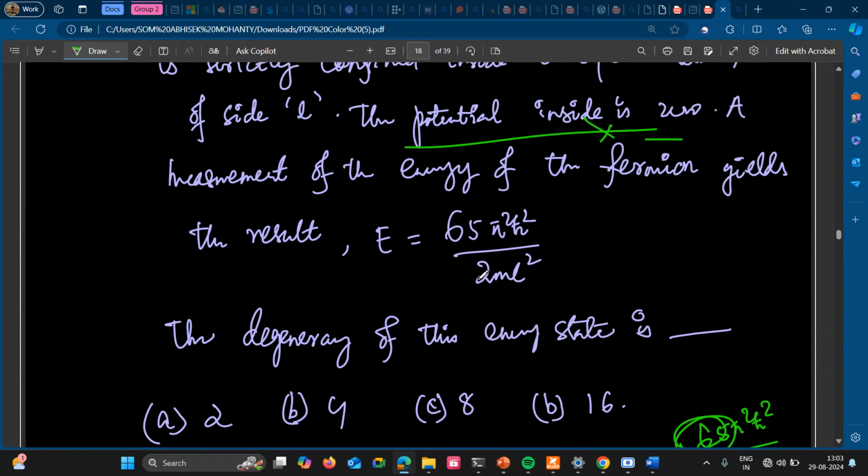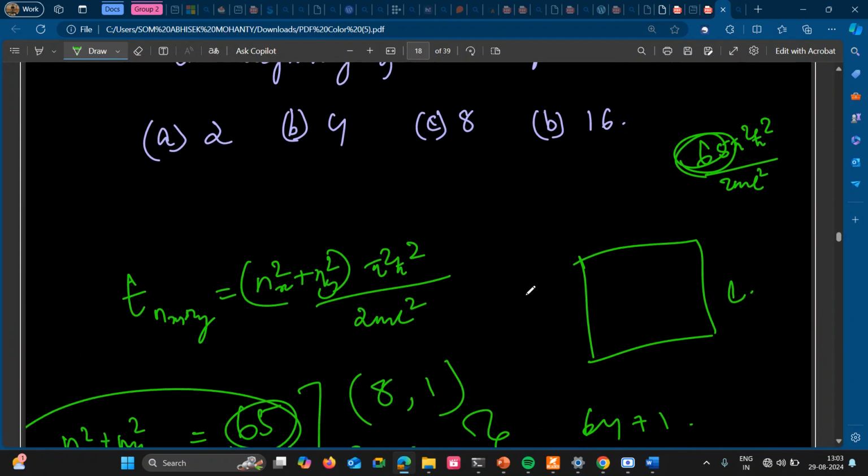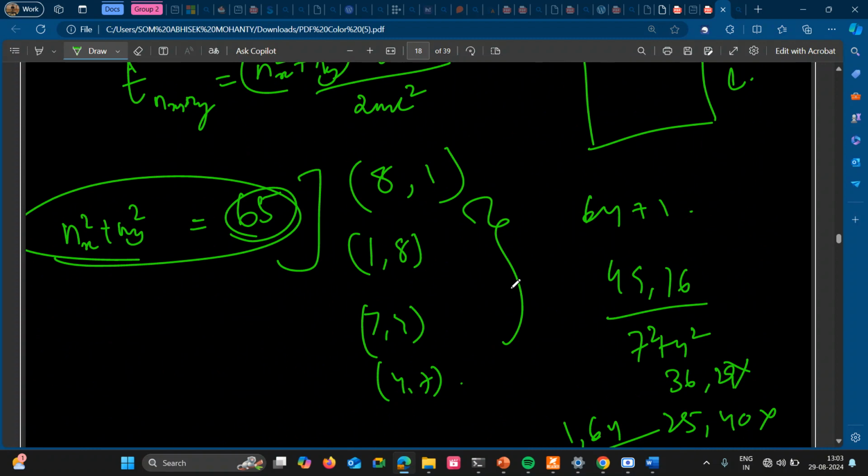But the thing is these are fermions. So for fermions, the degeneracy will be 4 into 2, that is 8. I will answer: the degeneracy will be 8, not 4. It will be doubled in the case of fermions. Got it?